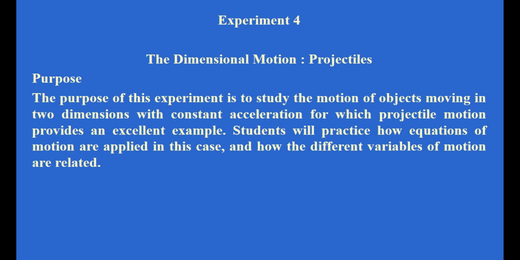The purpose of this experiment is to study the motion of objects moving in two dimensions with constant acceleration, for which projectile motion provides an excellent example. Students will practice how equations of motion are applied in this case and how the different variables of motion are related. For example, students will predict the horizontal range of a projectile shot from various heights and angles, and will study the time of flight for a projectile shot horizontally with different muzzle velocity.